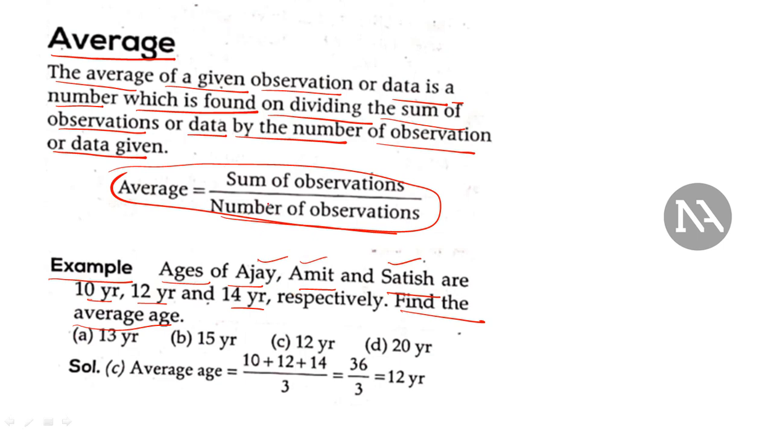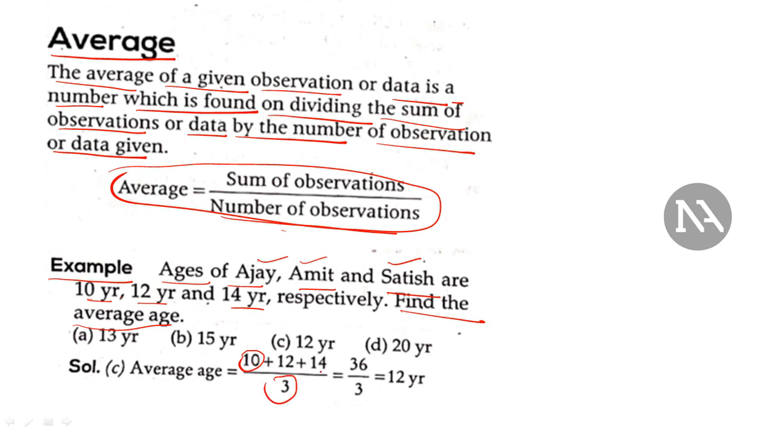So what is the formula? Sum of the observations. Sum means addition. So the sum of the observations is their ages, 10 years, 12 years, 14 years. This is the observation, or you can say data. So we have to sum the observations, 10 plus 12 plus 14. The number of observations is 3. These are the ages of 3 persons, right? So sum of observations divided by number of observations, that is 3.